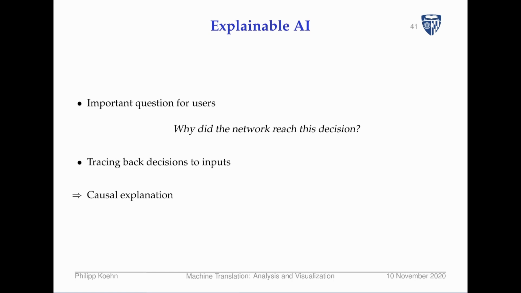So all this falls under the big umbrella term of explainable AI. An important question for users of AI methods, natural language processing tools, is why did the network reach this decision? And we would really like to be able to trace back decisions to inputs. So we want to come up with a causal explanation where the model says, I produced this word because I've seen this in the input, or because I've seen this and that in the training data.